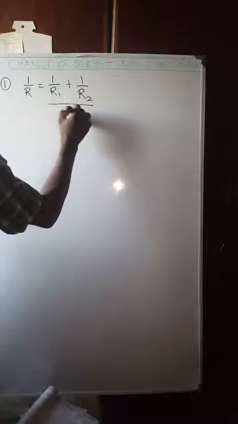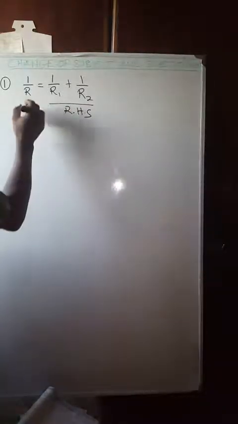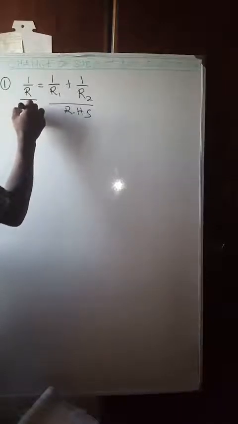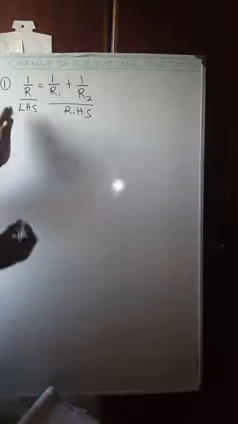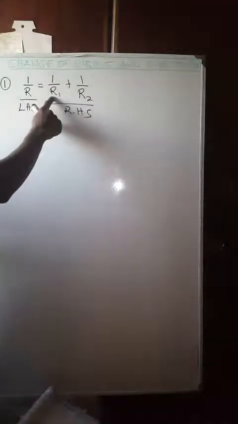This is the right hand side of the equation, and we have only one term on the left hand side of the equation. This is the left hand side of the equation and the right hand side of the equation. We have two terms, that is 1 over R1 plus 1 over R2.